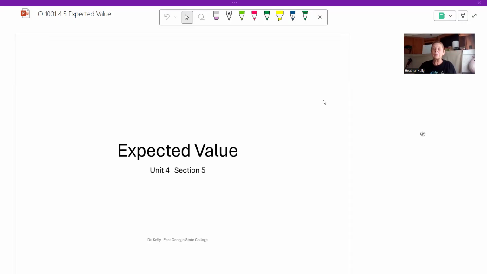Okay, hi. So let's finish up this last bit of Unit 4 business. We are going to talk about expected value today, which is a particular kind of problem that puts all this together: the probability, the counting, and the outcomes.